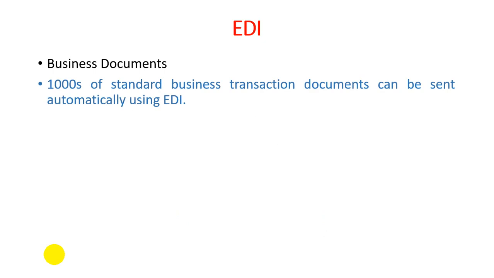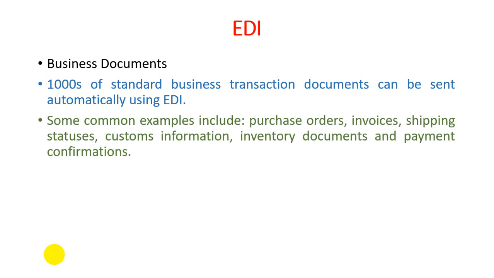Now what are the business documents in the form of EDI? Thousands of standard business transaction documents can be sent automatically using EDI. It means one step is integrated with other steps. If a person starts or triggers a first step, then EDI automatically provides all these documents as per the availability or as per the demand of the other business. Some common examples include the purchase order, invoice, shipping status, customs information, inventory documents and payment confirmations.